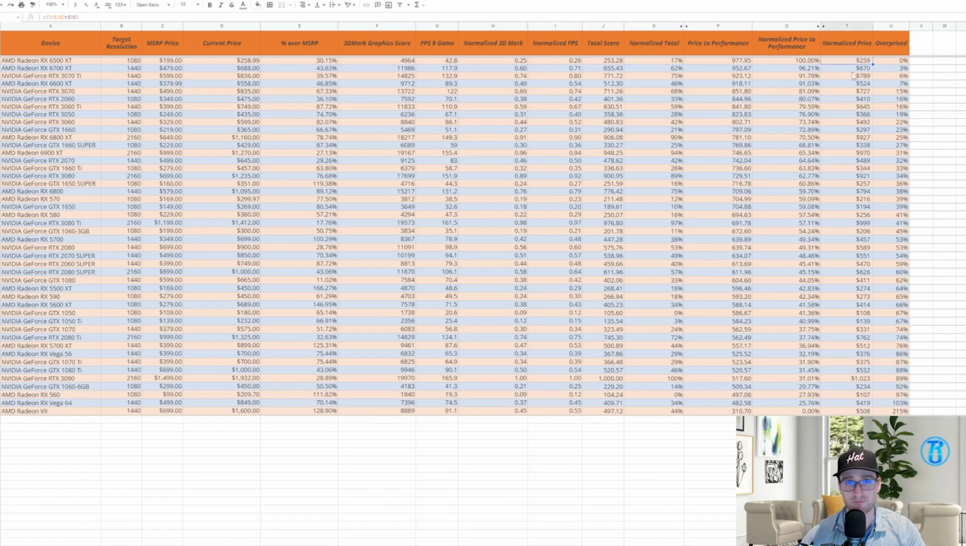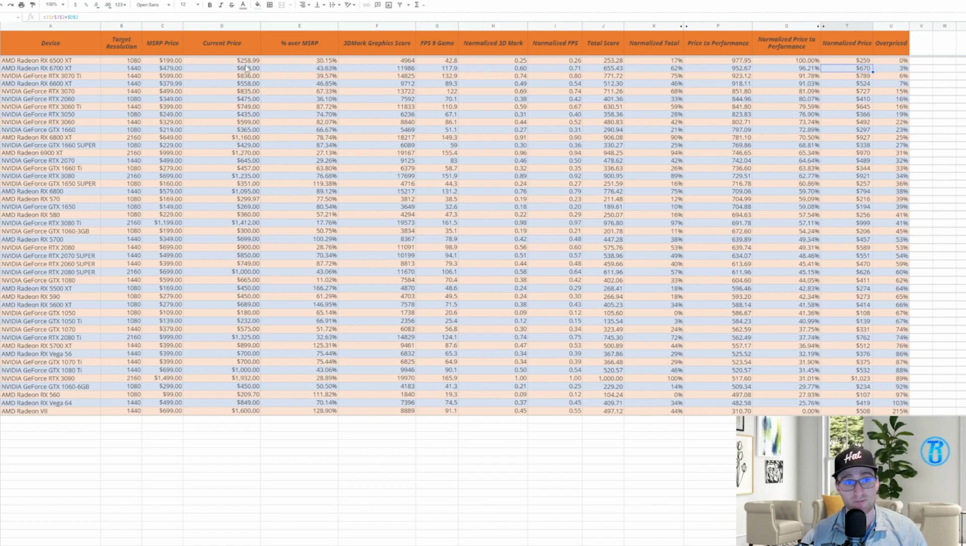Now this normalized price is if we compare every single card to the peak performing card, which is the 6500 XT, what should the price of that card be? So if every card performed at the level of a 6500 XT, price to performance wise, not necessarily just performance wise, what should the price be? Of course it's going to be 1-to-1 for a 6500 XT, so it stays the same. The current price is $259. The normalized price is also $259. But if we look at the 6700 XT, in order to get the performance of a 6700 XT, it should cost us $670.